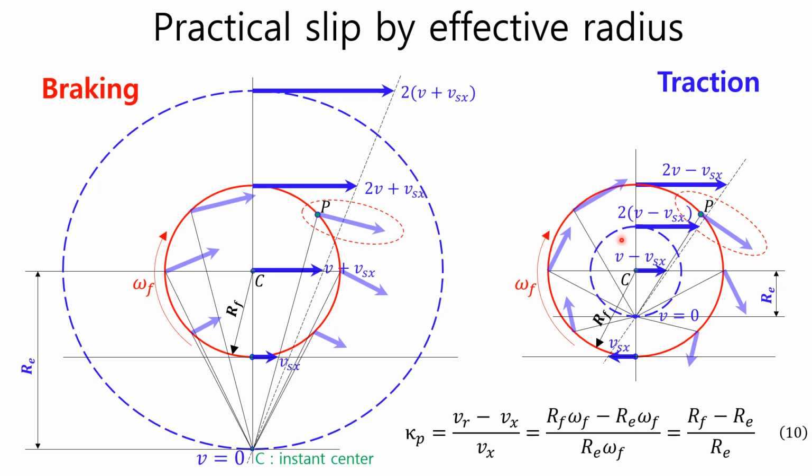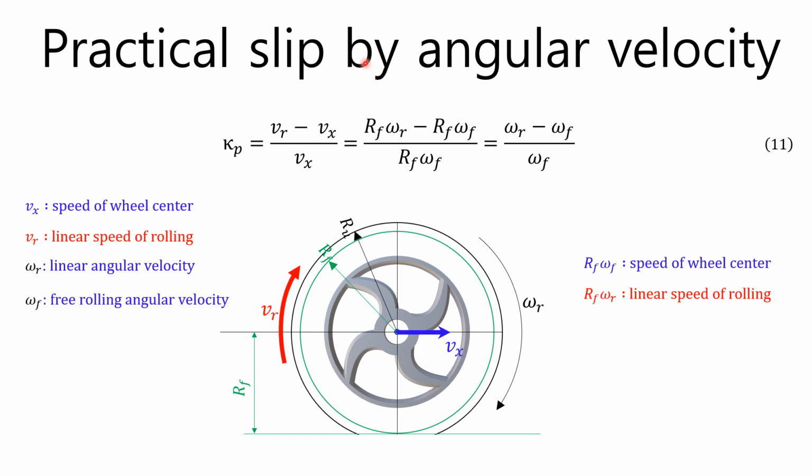Therefore, longitudinal slip kappa can be expressed as in equation 10 and has a positive value during traction and a negative value during braking. At this time, let's review how to find the practical slip with angular velocity. Assuming that the radius Rf is constant during braking or traction and the instantaneous angular velocity omega r changes, the practical slip kappa p can be calculated by using the pre-rolling angular velocity omega f and the linear angular velocity omega r during traction or braking, as shown in equation 11.